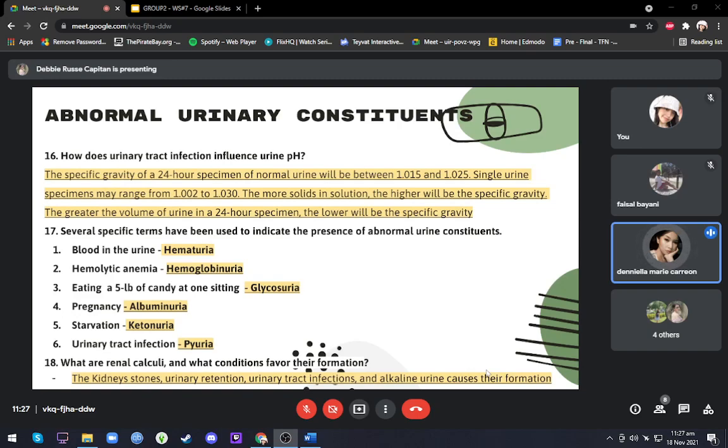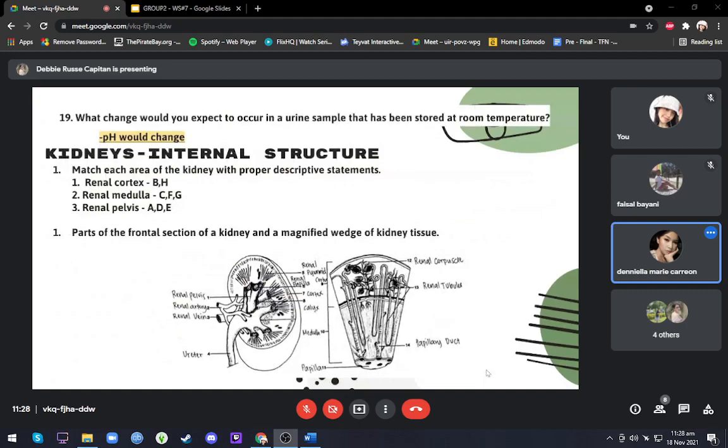Number 18, what are renal calculi and what conditions favor their formation? So the kidney stones, urinary retention, urinary tract infection, and alkaline urine cause their formation. Next. Number 19, what change would you expect to occur in a urine sample that has been stored at room temperature? So pH will change. So let's proceed to the kidney's internal structure.